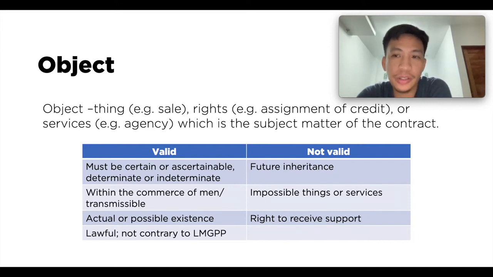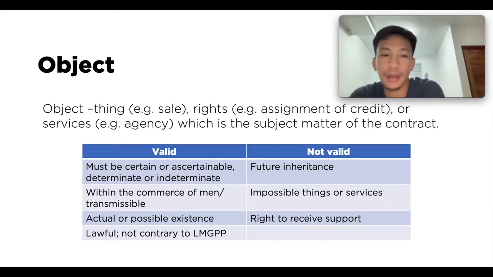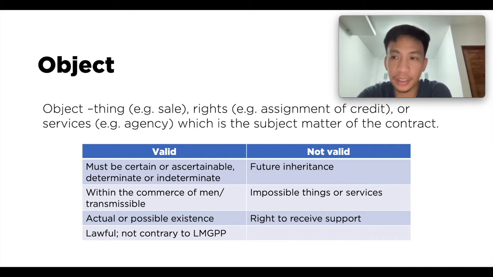So, yung kung ano yung subject matter ng contract, yun yung tinatawag natin na object. Okay, what do we need to consider when dealing with object? So the object must be certain or ascertainable, determinate or indeterminate. Okay, kailangan malinaw kung ano yung object ng contract na pinapasukan nyo. Okay? Because if not, that might not be a valid object to begin with.